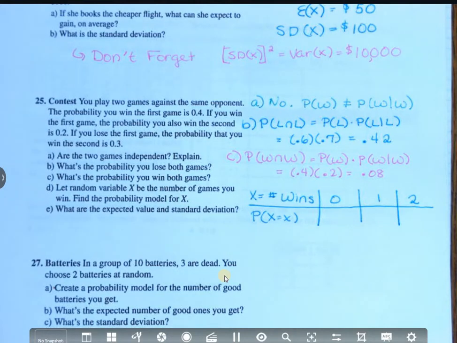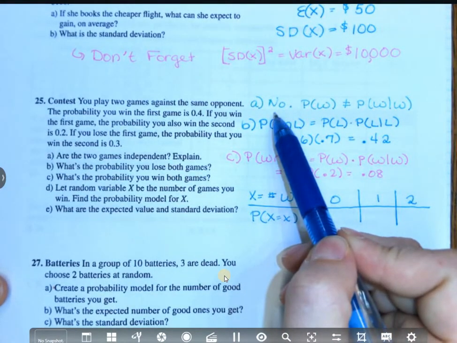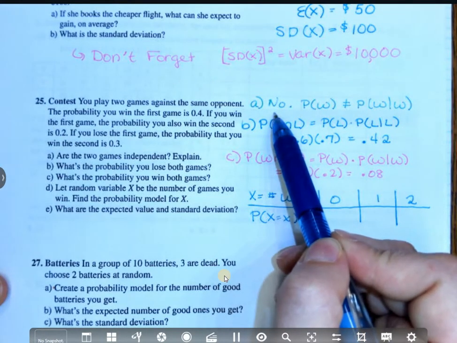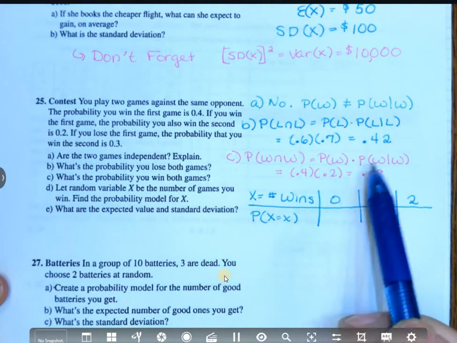Please remember, you cannot just say, no. That is not good enough. Yes. So you could have said no, because the probability changes whether or not you won the first game, that's perfectly fine. That's perfectly fine. Okay? But we got these two okay, right?